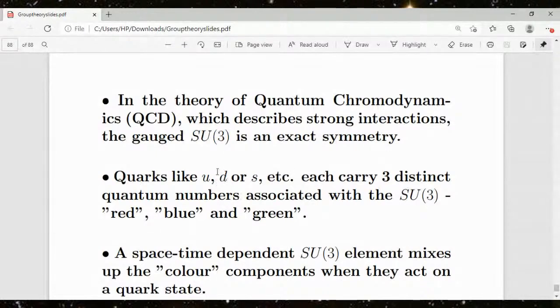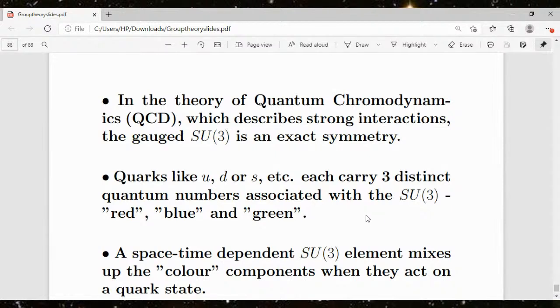So UDSCTB, all these quarks are the fundamental constituents, and each of the quarks carries three distinct quantum numbers associated with the SU3 group. In other words, any quark, whether it is U, D, or S, any quark Q can be represented as Q1, Q2, Q3, a 3 cross 1 column vector, and an SU3 group element will act on the column vector Q1, Q2, Q3 and make it Q1 prime, Q2 prime, Q3 prime. They mix up Q1, Q2, Q3. And these degrees of freedom of this fundamental representation are called the red, blue, and green degrees of freedom.